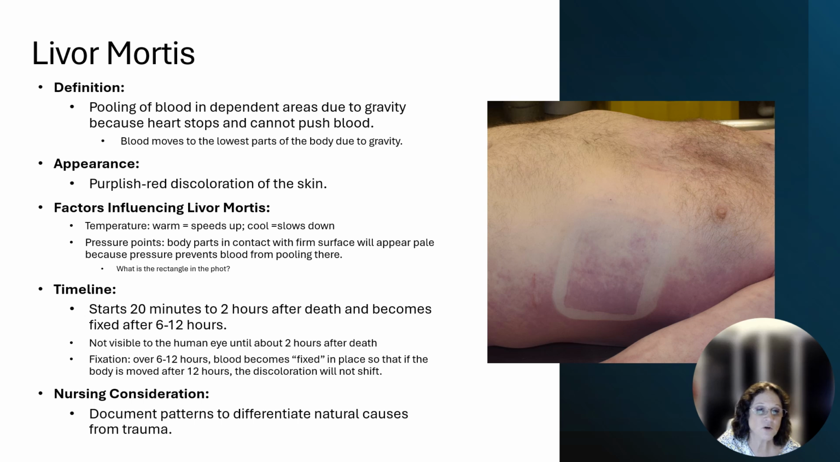So you want to, as a nurse, always be documenting the patterns to differentiate natural causes from trauma. So if you were to see something like this, document that this pattern is on this person's body.